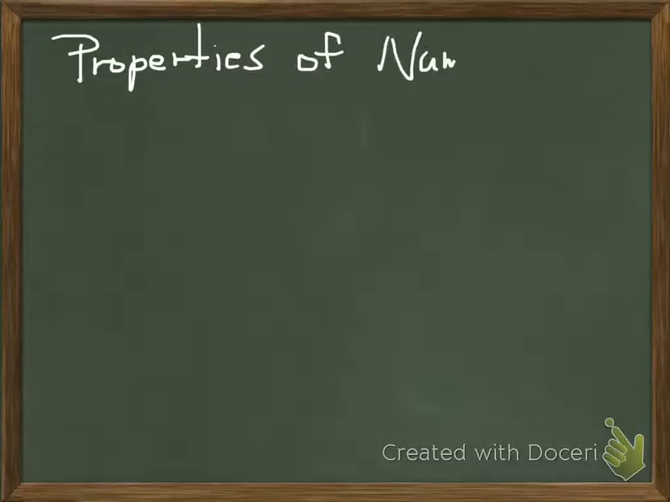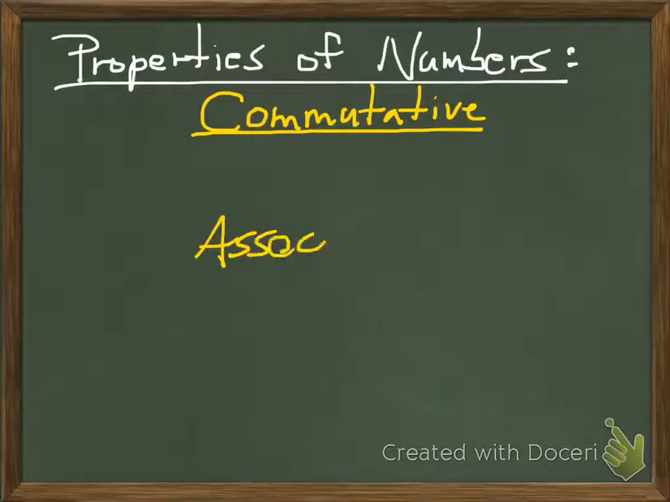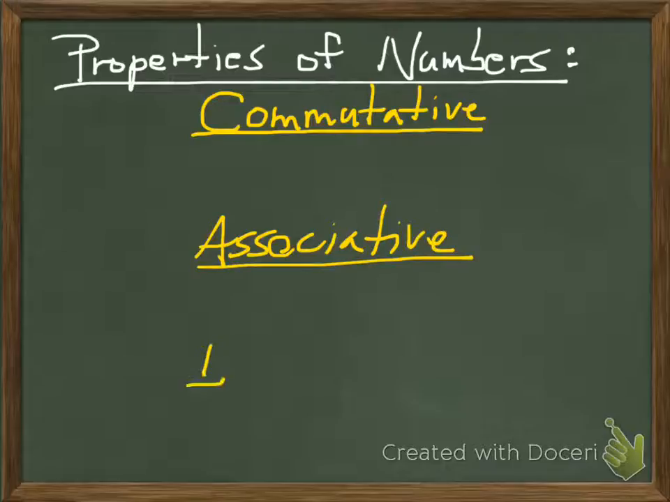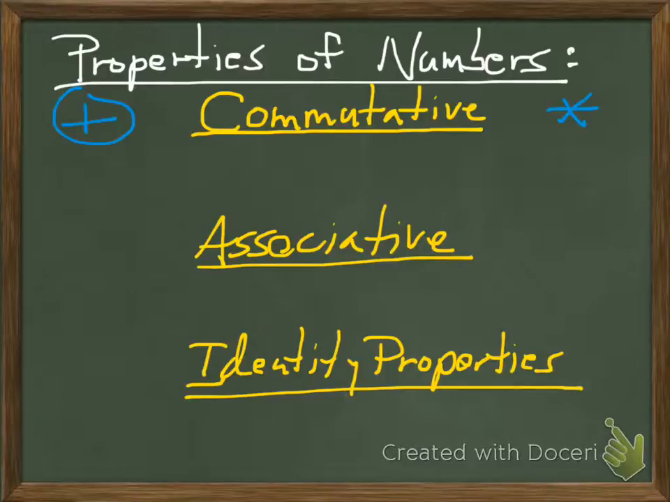Very quickly, let's go ahead. The properties that we're talking about work for any kind of real number. We're talking about the commutative property, the associative property, and the identity property. Okay, and we're going to talk about these three properties for both addition and for multiplication.